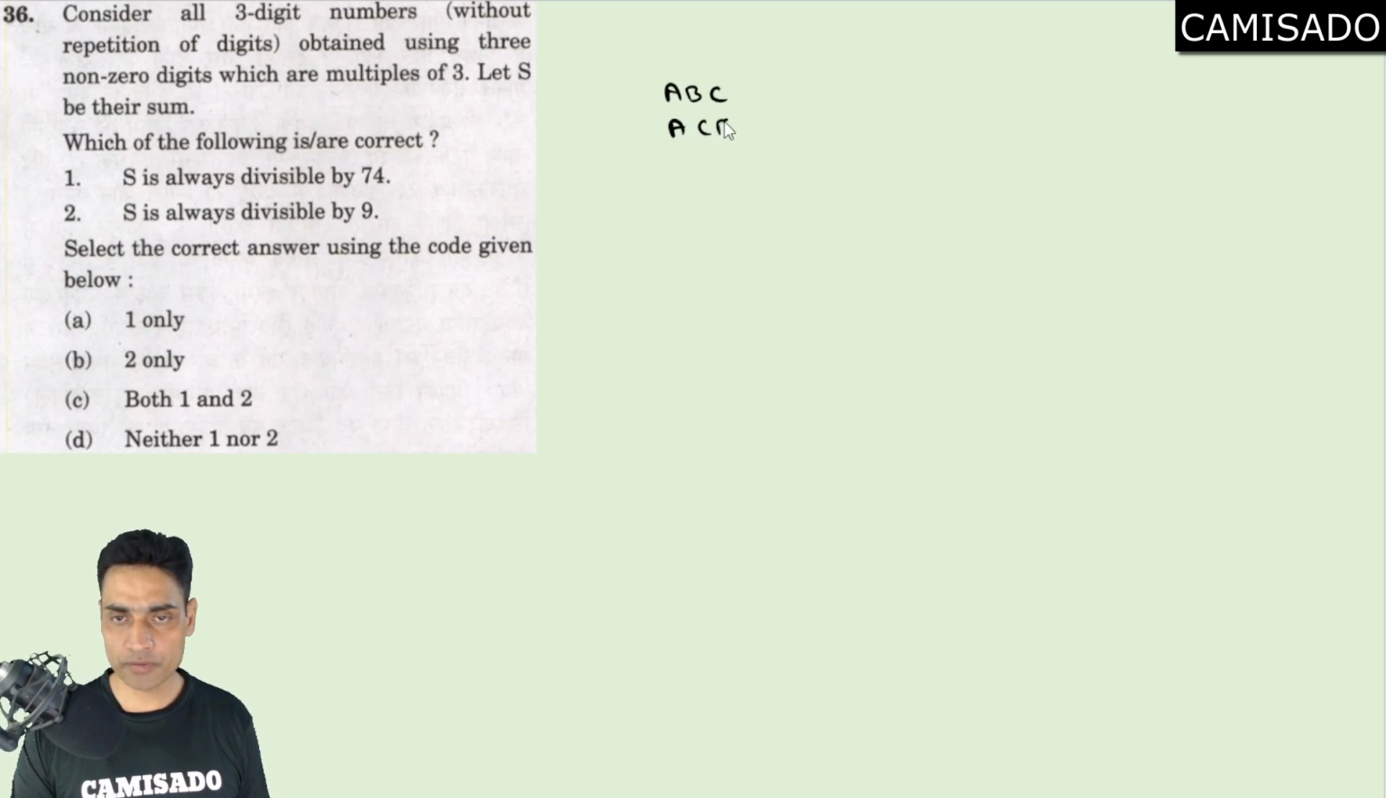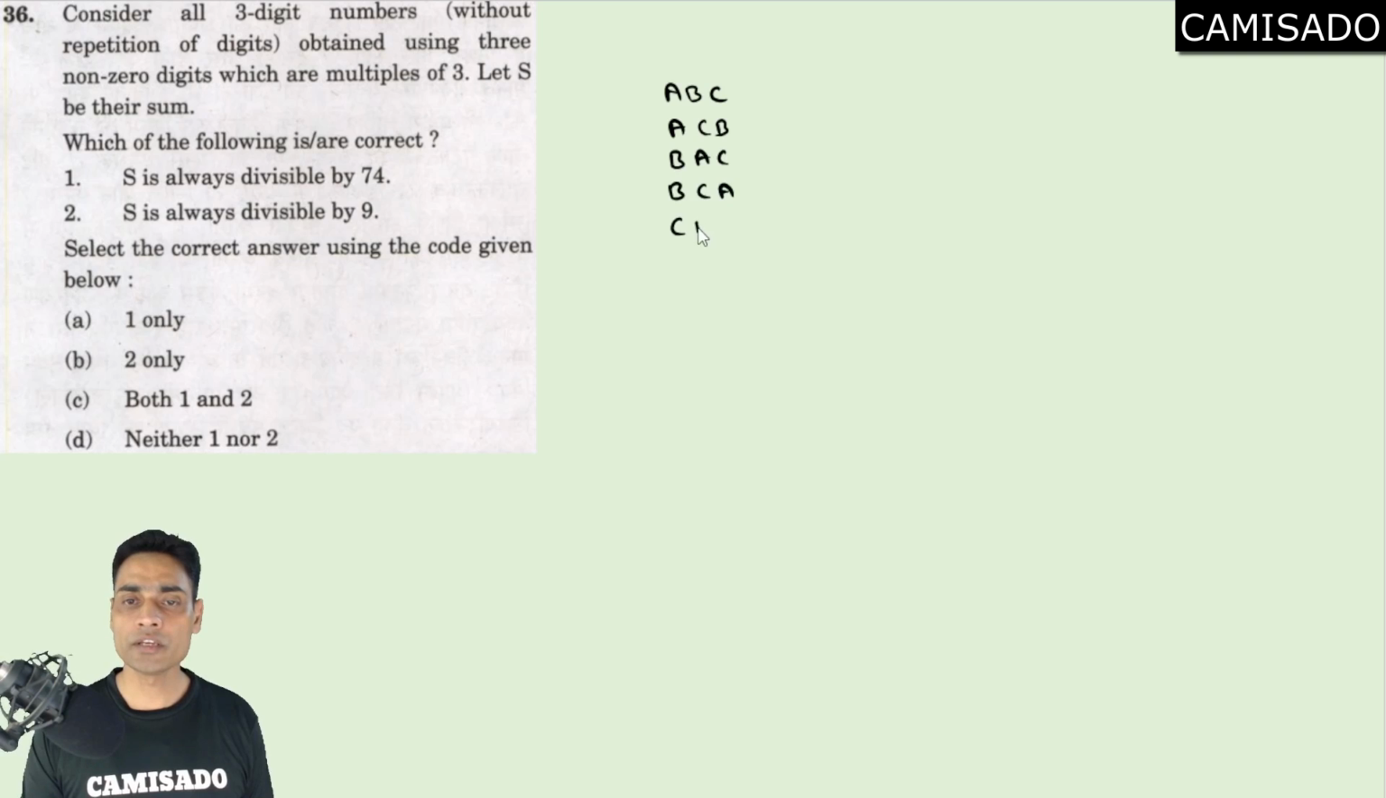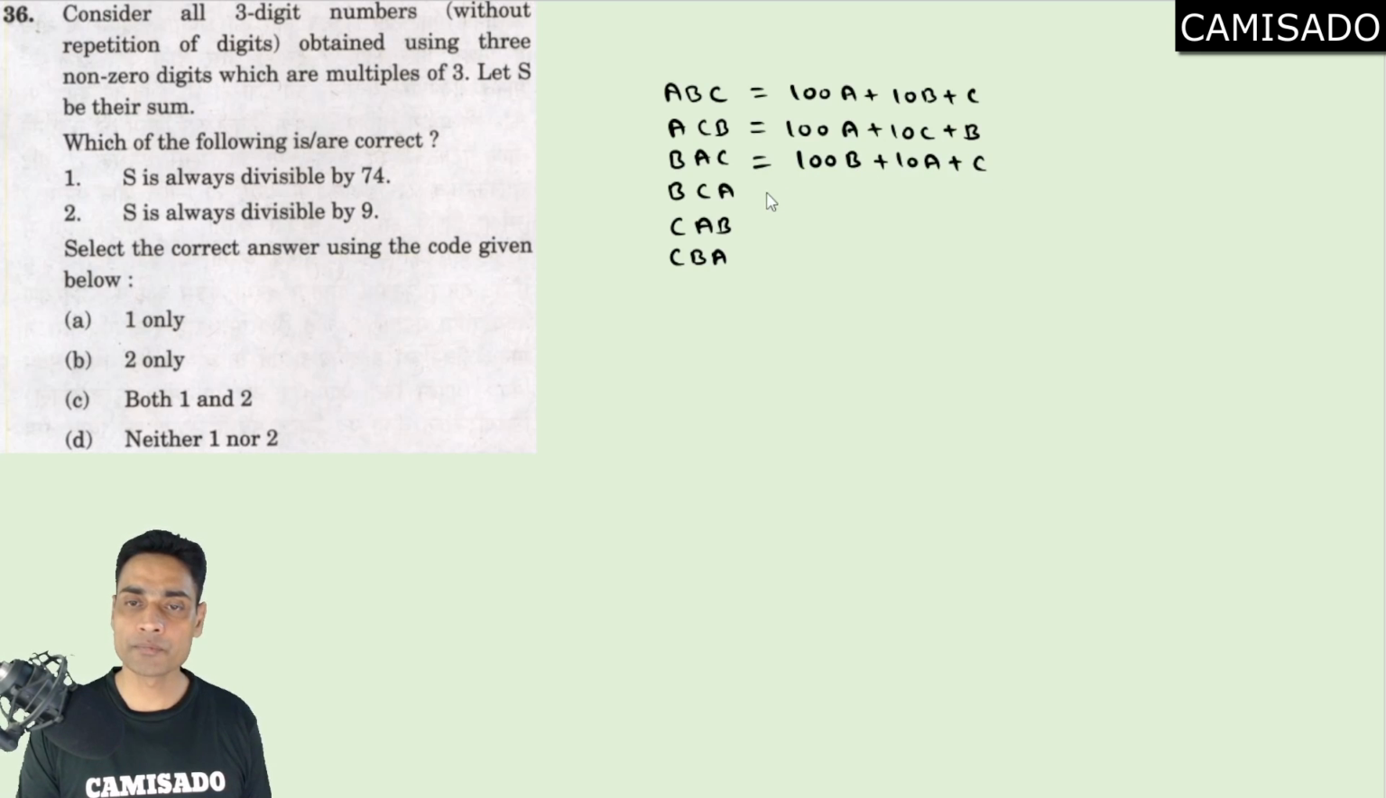ABC, ACB, BAC, BCA, CAB, CBA. Again it is 100A plus 10B plus C, 100A plus 10C plus B, 100B plus 10A plus C, 100B plus 10C plus A, 100C plus 10A plus B, and 100C plus 10B plus A.